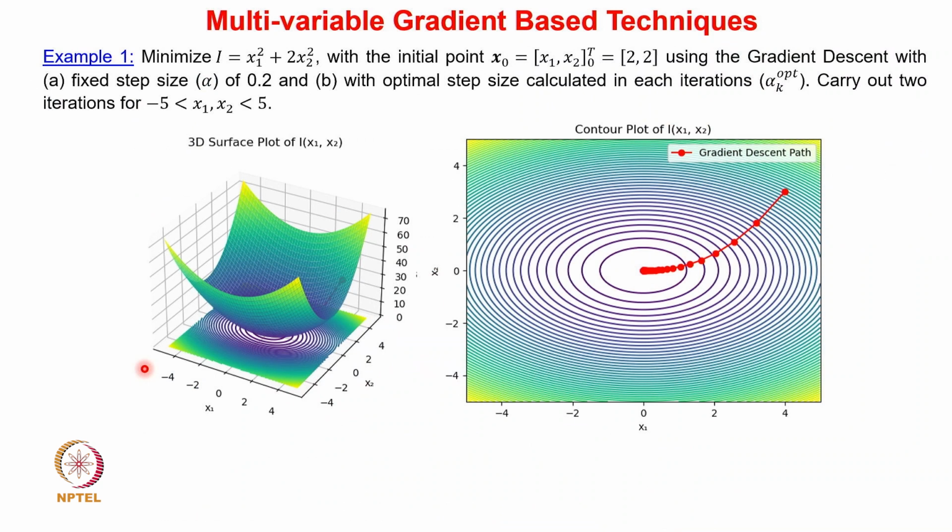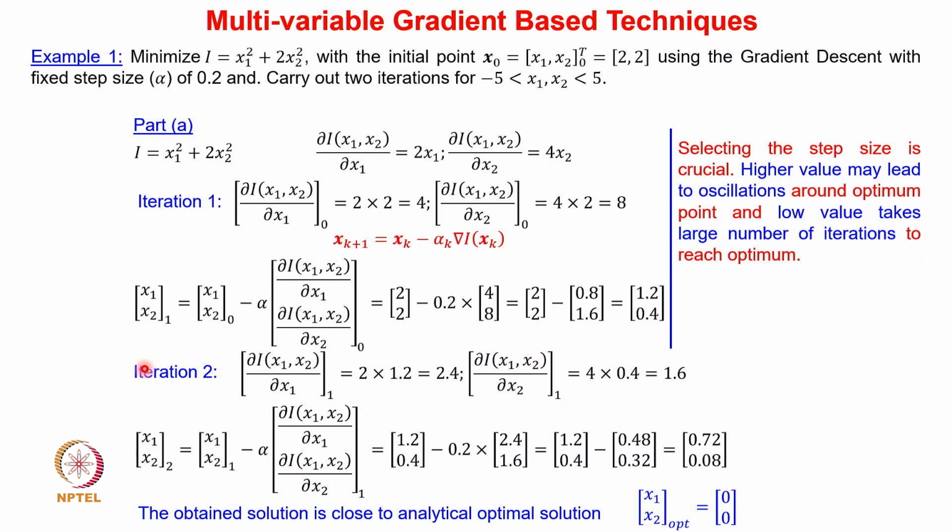So these are solved using the simulation package, whereas if we solve the same problem manually, let us look at how the manual solution we will get. Let's say the same objective function, the initial point is 2, 2, and we want to carry out the optimization using gradient descent with a step size of 0.2. So this is the objective function, I is given as x1 square plus 2x2 square.